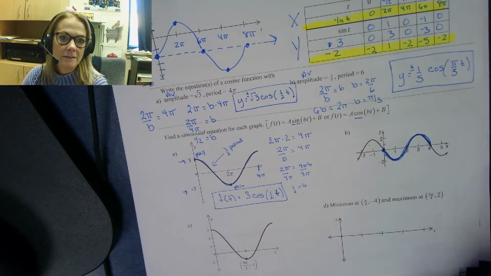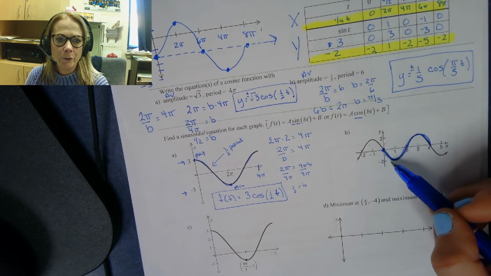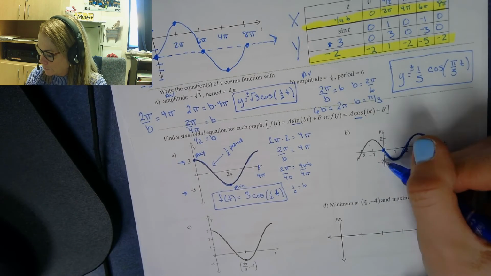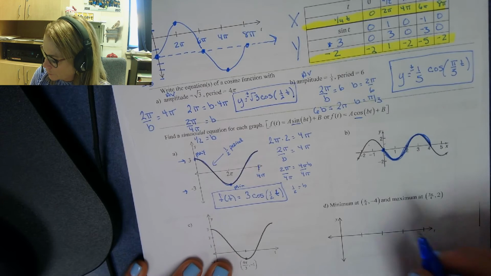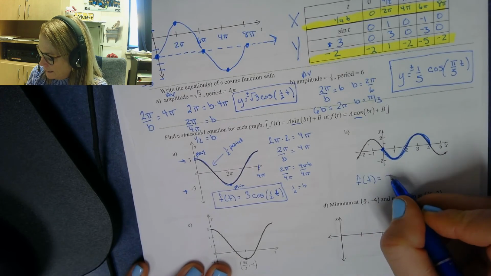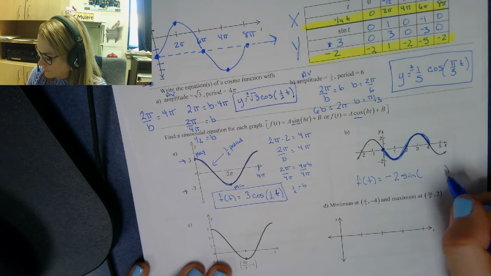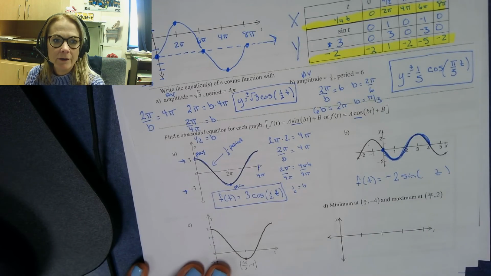All right, so that looks like a sine graph to me, and it looks like a negative sine because it starts at equilibrium and goes low. I'm noticing symmetry with 2 and -2. That means there's no vertical shift. So I'm going to go ahead and reflect the sine with 2, and then all I have to do is figure out the b value in terms of the period.